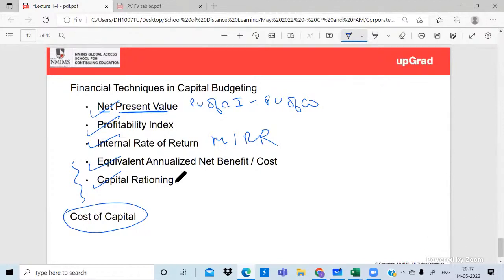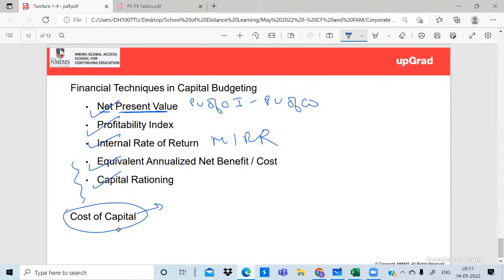So after the break, there are three things that are left. We have to look at this concept of equivalent annualized net benefit. We look at the concept of capital rationing, and we'll also look at how do you calculate your cost of capital. Because till now, what we are assuming is that this cost of capital is always given to us in the question. Cost of capital is 10%, 15%. Now the question is, how do you calculate that 10%, 15%, 20%?